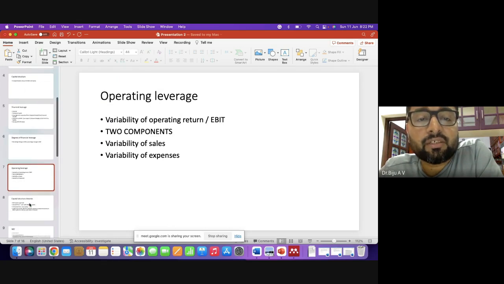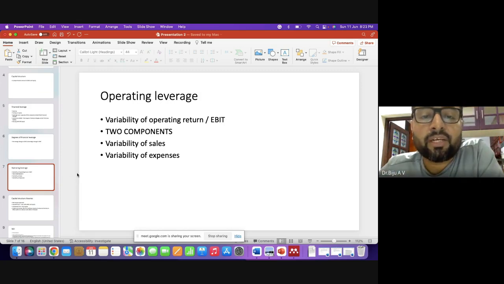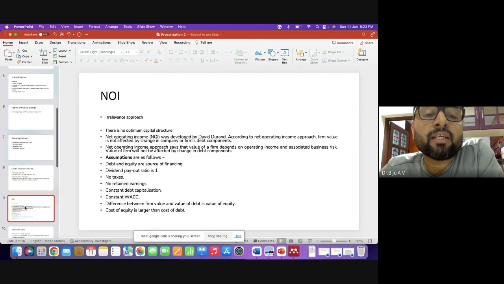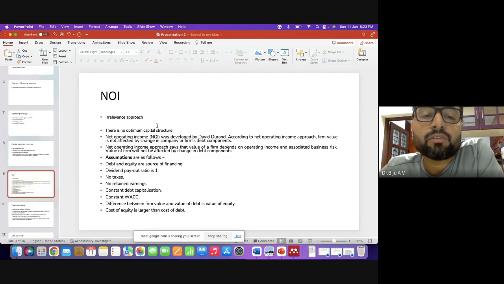Operating leverage is like the variability of operating return; we just consider the operating profit, etc. And then the capital structure theories. Of course, one capital structure theory is the net income approach. The net income approach is part of the relevant capital structure theories, which means that through capital structure decisions we can maximize the value of the firm. The net operating income approach is an irrelevance approach. They say that there is no optimum capital structure.